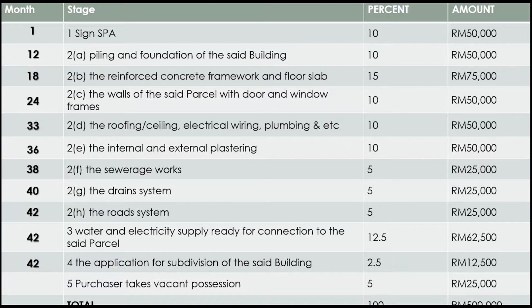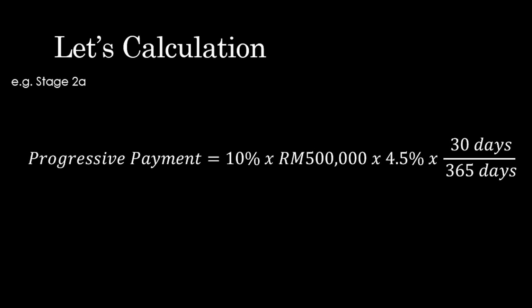So how do we calculate all this and make a preparation? Now let's do the calculation together. Let's assume that you are at stage 2A, meaning that you have to pay your 50,000. So perhaps you are taking a 90% loan, and this time round, your bank will issue a 50,000 to your developer. So that calculation is this: 10% times your 500,000 times your interest rate, which is 4.5%, and times 30 days divided by 365 days.